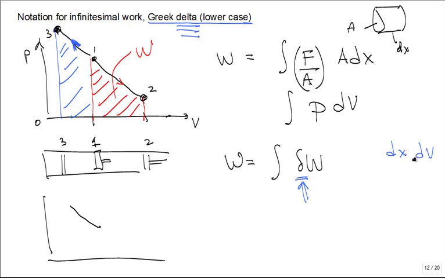So we want to have a distinctive notation. I didn't make it up. It's out there in every thermodynamics textbook. A distinctive notation for a small amount of work. And what do they use in front of it? A Greek lowercase delta. That's what it is. Okay? So now guess what this is equal to? P dV. So a small amount of work is equal to the pressure times the small volume change. All right?